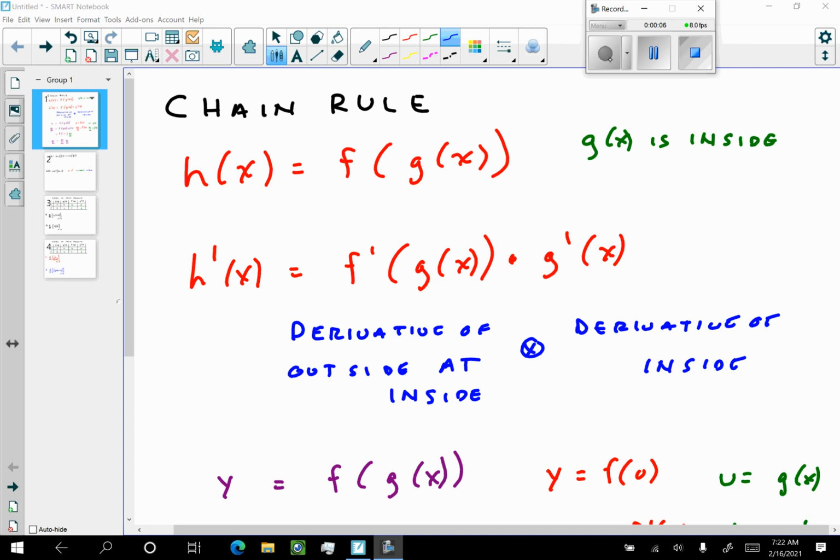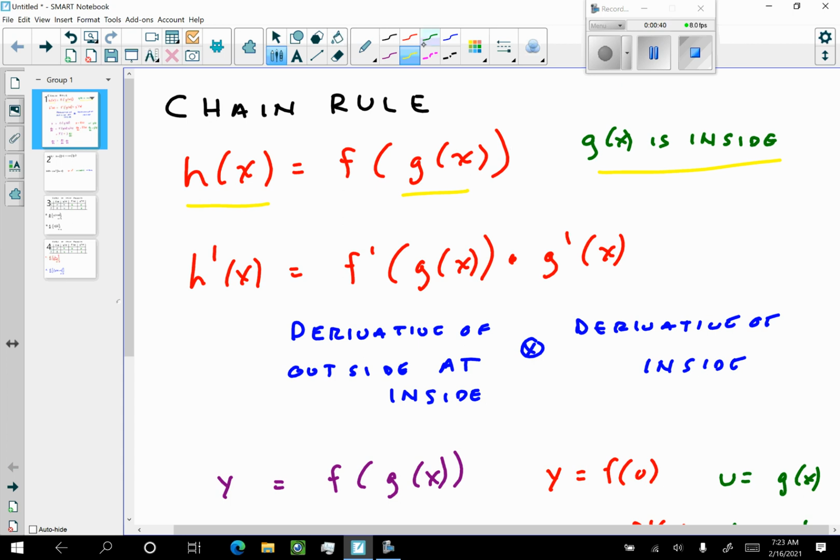Let's review the chain rule. The chain rule is a rule to find the derivative of a composite function. We have been using this a lot, but I think it's worth a review. So here I have a function h of x, which is the composition of a function f and g. In fact, it is f of g of x, where g of x is the inside. f of x is the outside.